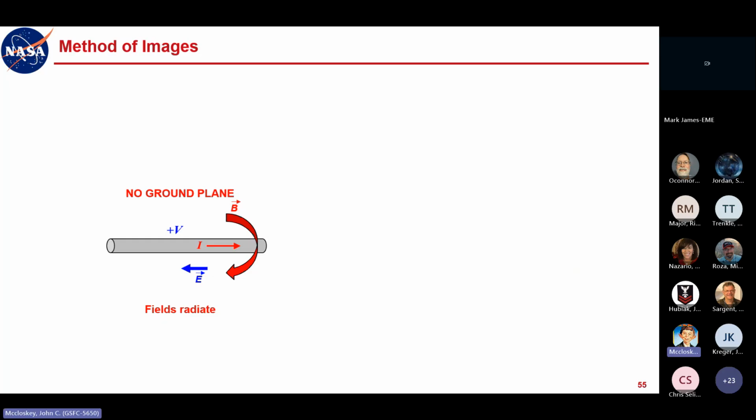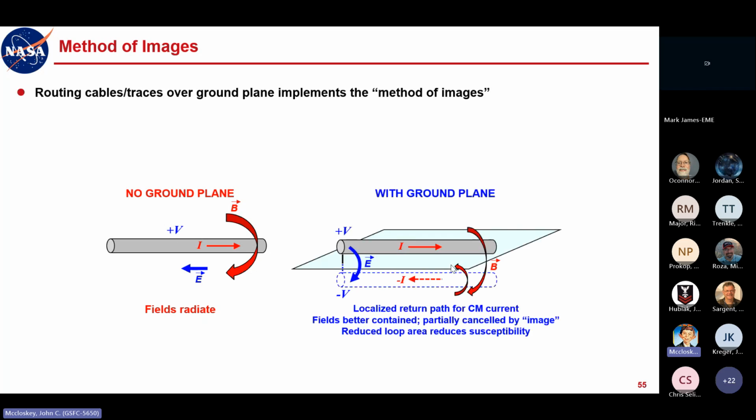So another technique is what we call the method of images. If you just have a conductor in space with no ground plane, with some potential and current on it, well, the fields radiate. That's just physics. You have some current, it's going to generate some potential, it will generate fields. But if you put it over a ground plane, that implements the method of images.